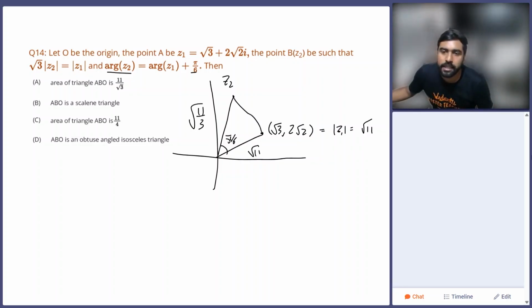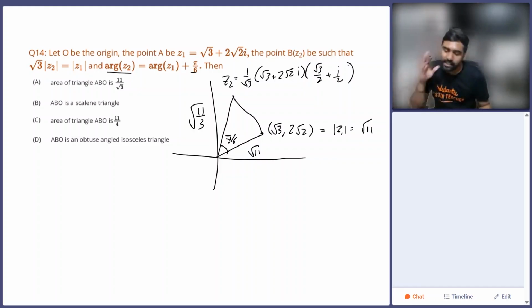And then I have this Z2, the entire complex number. What is this equal to? This is modulus Z2 upon Z1, which is 1 by root 3, into this Z1 complex number root 3 plus 2 root 2 iota. I'm using Coni's theorem, into e power iota pi by 6, which is cos pi by 6 plus iota sin pi by 6, plus iota into 1 by 2 over here. This is your Z2 complex number over here: 1 by root 3 into root 3 plus 2 root 2 iota into root 3 plus iota divided by 2 expression.